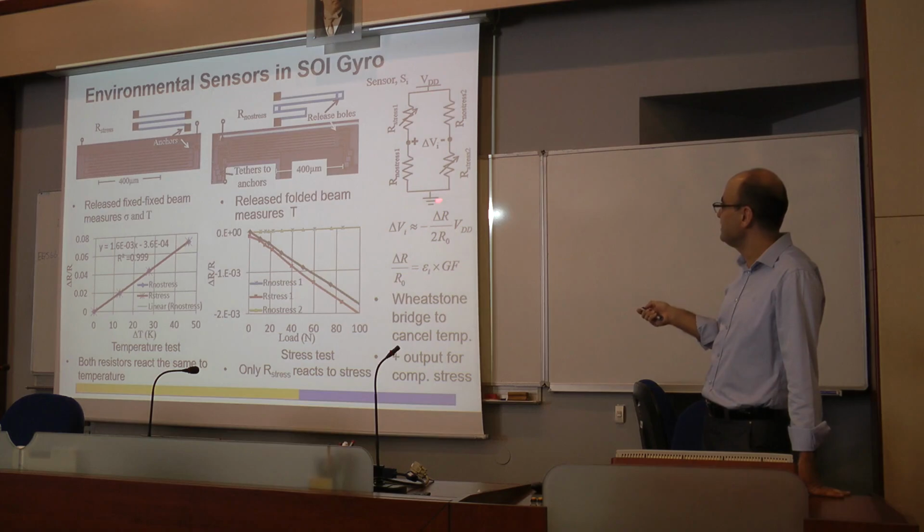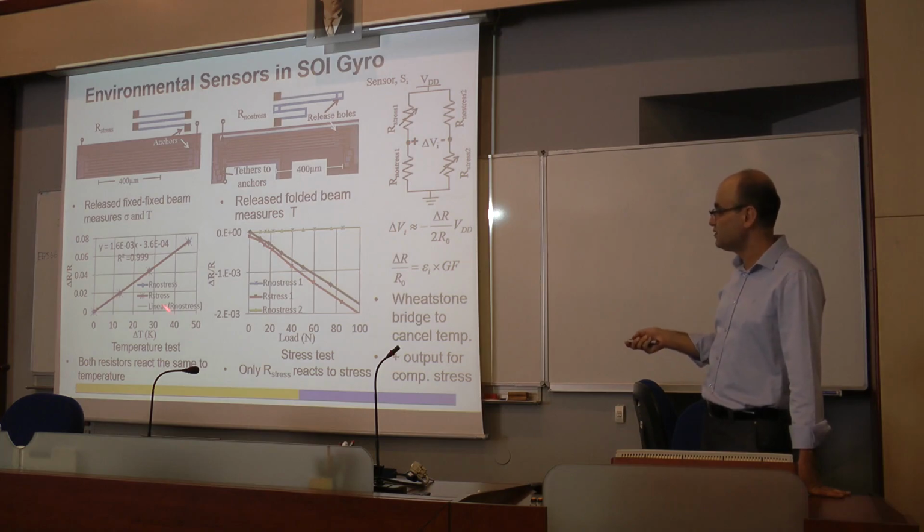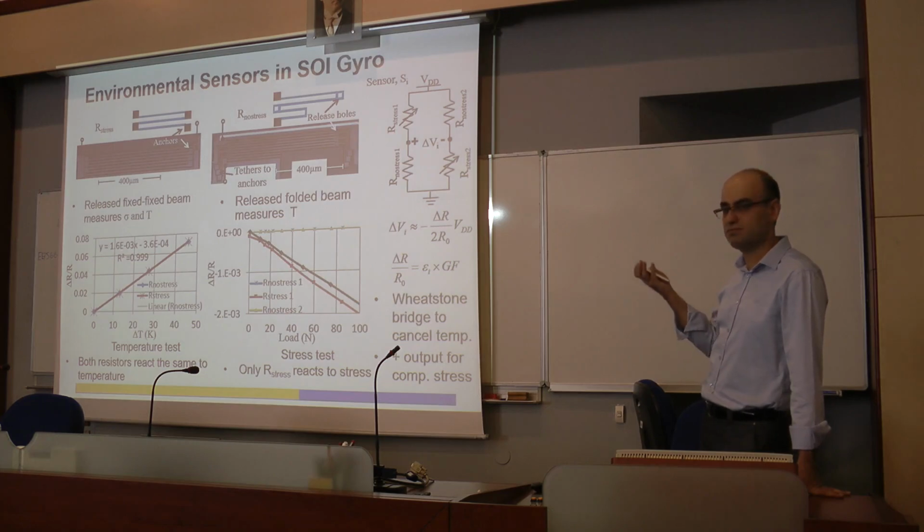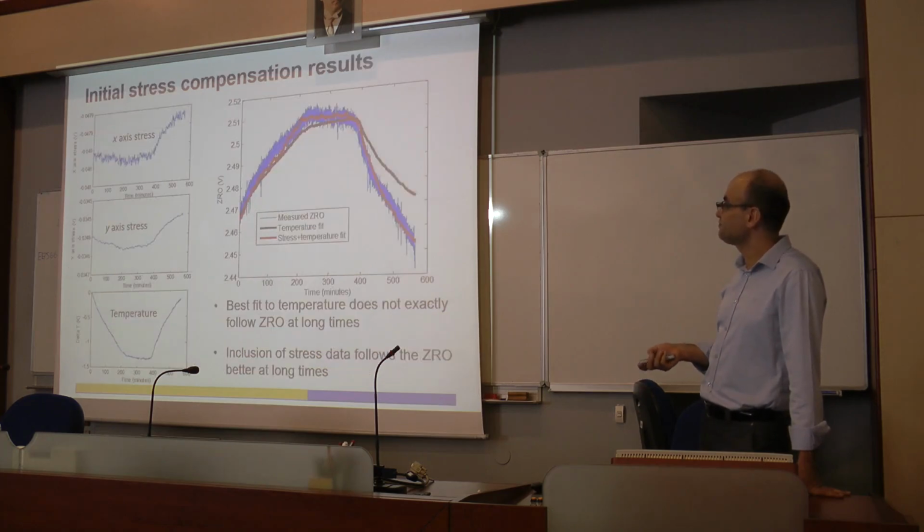And if you connect these in a Wheatstone bridge, then you can measure the stress by cancelling temperature. So these are the tests. If you increase temperature, both of them, I call this R stress, this one R no stress, follow the same curve. But when you stress them, so this is a temperature test, when you stress them, only R stress responds and R no stress does not respond. So this is the stress sensor.